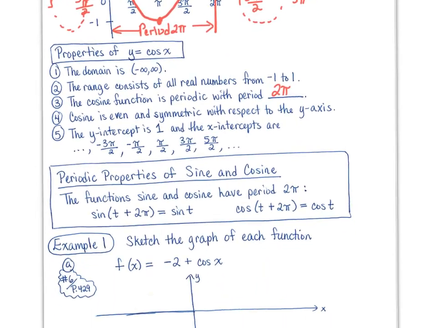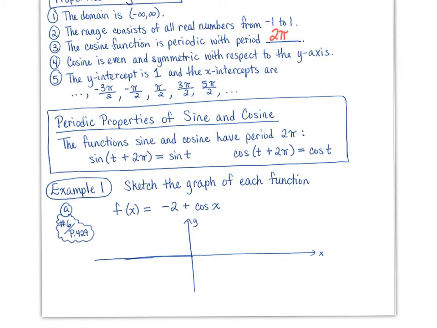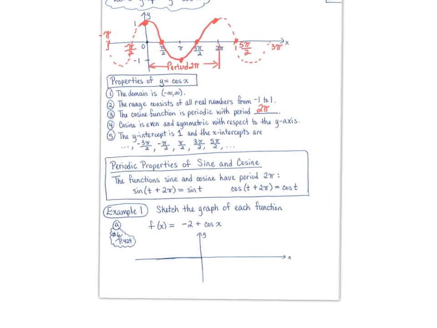Periodic properties of sine and cosine. The functions sine and cosine have period 2 pi. What that means is sine of t plus 2 pi is equal to sine of t, and cosine of t plus 2 pi is equal to cosine of t. That's what that means. So now what we're going to do is sketch the graph of each function. So remember what cosine of t looks like. We graphed it above.